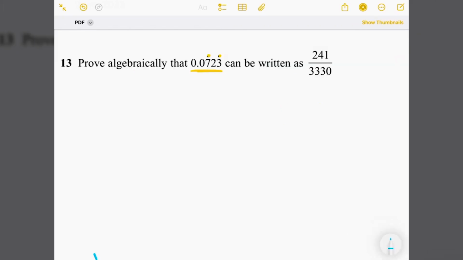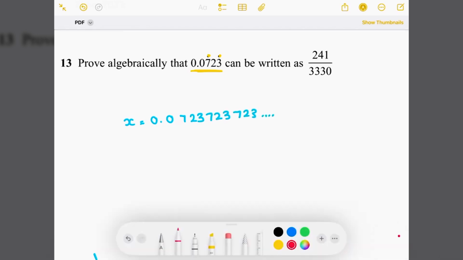We want to write it out in the long version and take them away so that we can get rid of all these recurring decimals. First, let's write it as x equals and write the long version. So that's 0.0723, 723, 723, etc. Because this is not recurring, I want to get that 0 to be on that side, so I'm going to times it by 10. And then I also want to get the whole entire thing onto the other side. So I'm going to times it by 1, 2, 3, 4. So times by 10,000. So let's do that.